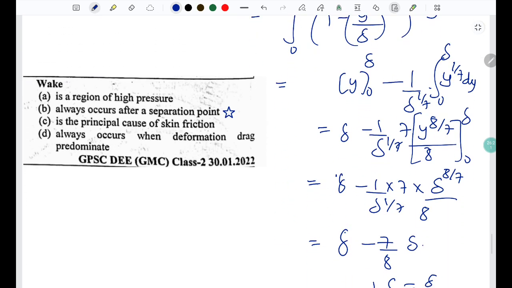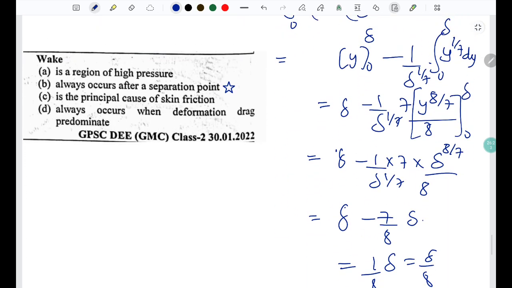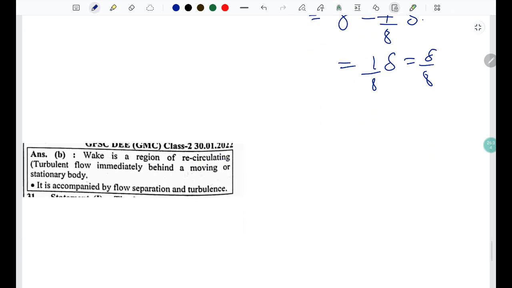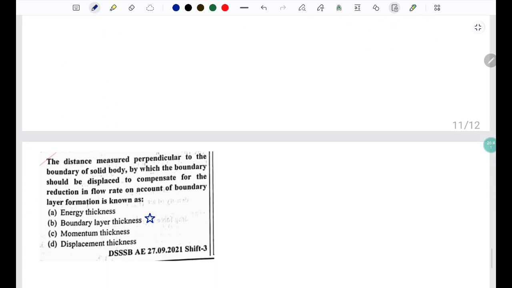Then, wake is a region of high pressure. No, it always occurs after the separation point. This is an important point. Wake is a region of recirculating turbulent flow immediately behind a moving or stationary body. It is accompanied by flow separation and turbulence.